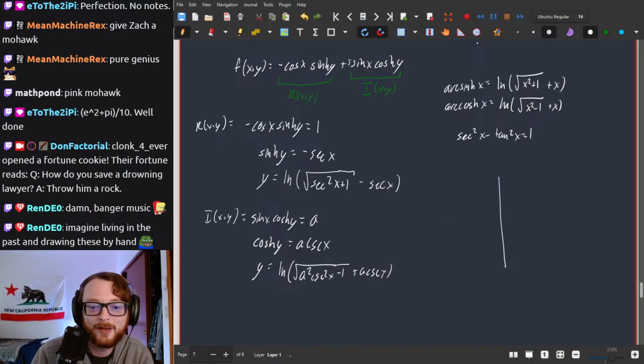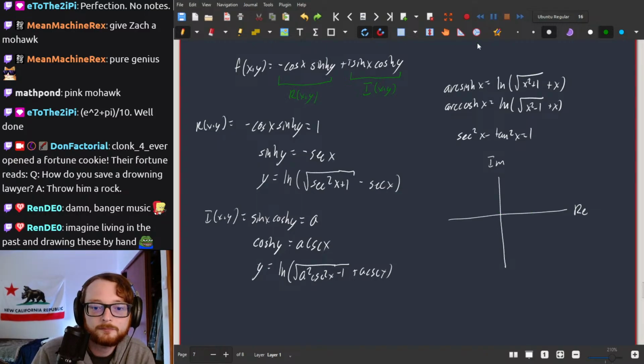I don't need exact plots. I just need enough to figure out my route. So we want to go from 0 to pi. Actually, I guess we'll keep those marked.